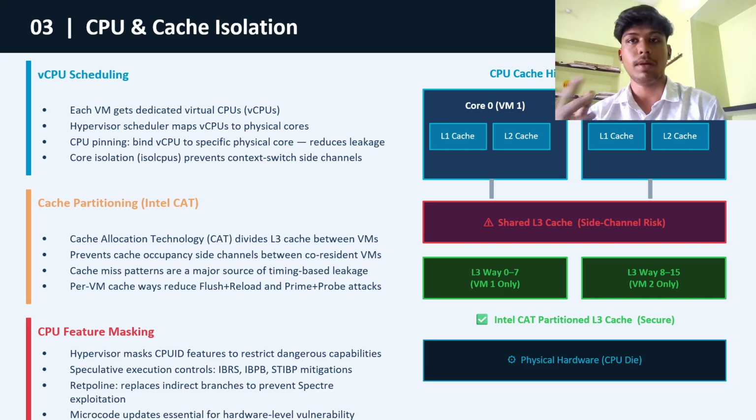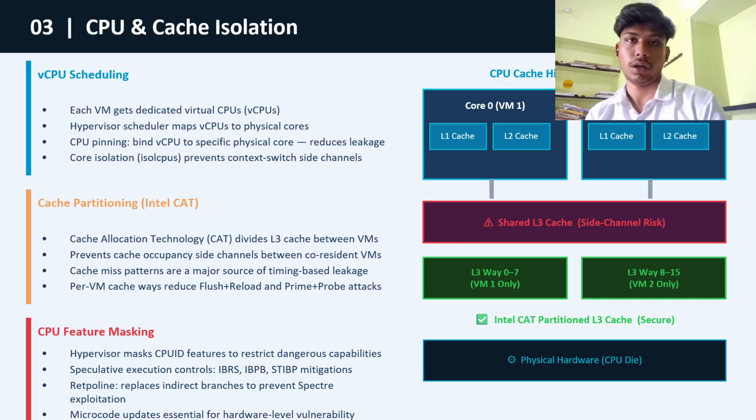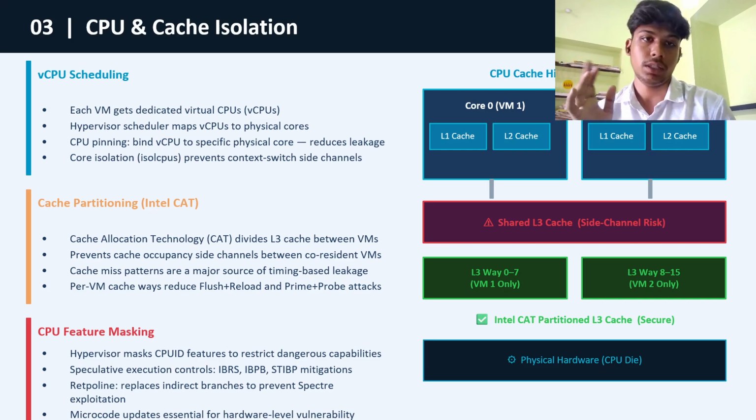The core is never used by any other VM. This eliminates many context switch side channels. Then the next is the Intel Cache Allocation Technology, which is CAT. This is one of the most important isolation techniques.